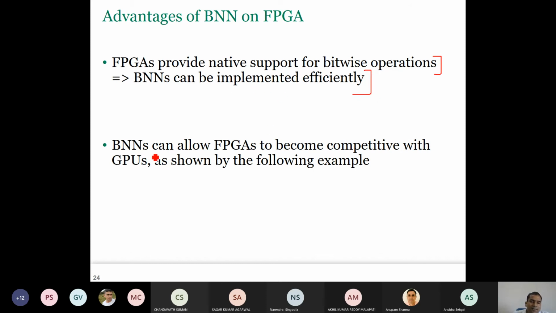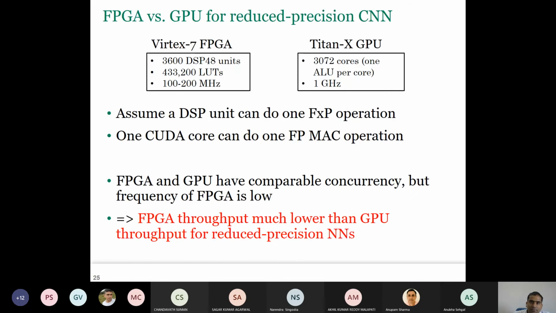Now we'll compare FPGAs with GPUs if we are implementing a binarized neural network. Okay, so let us see this. Here we are comparing FPGA with GPU for reduced precision neural network. If you have any questions till this point, please ask me, and we'll give you some example questions based on this. That's why please pay careful attention.